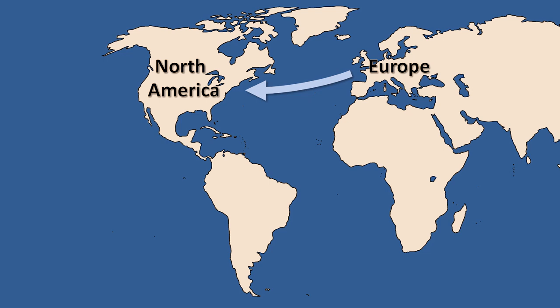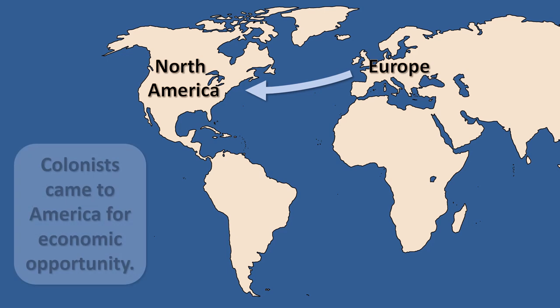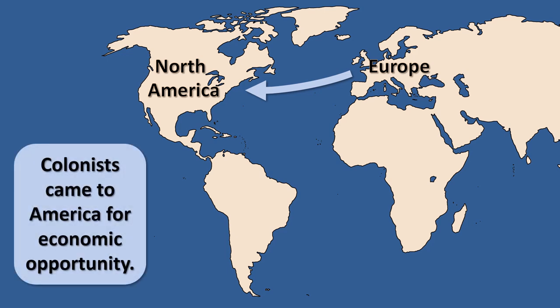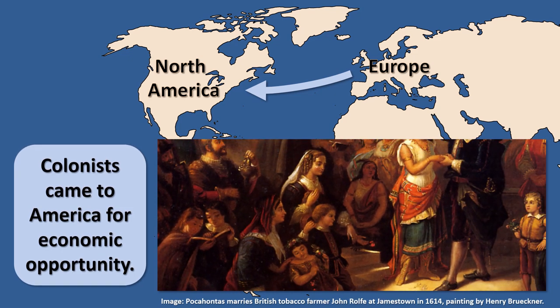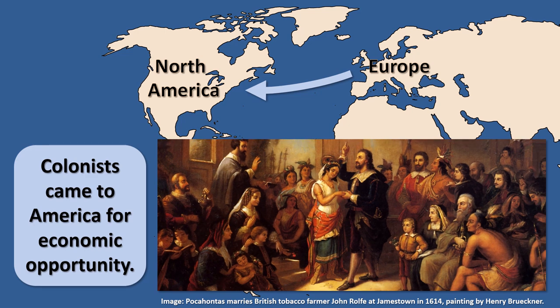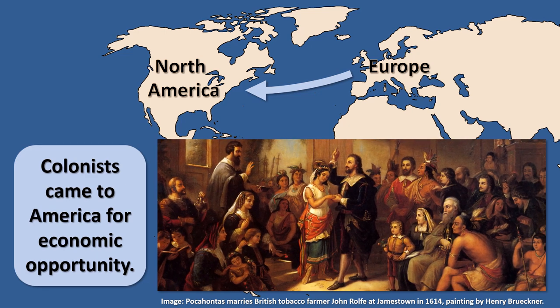Most colonists in the settlement of Jamestown, Virginia, came looking for economic opportunity. They raised crops that could be sold for lots of money in Europe. For example, the English colonist John Rolfe, who married Pocahontas, the famous daughter of a Native American leader, made a fortune selling tobacco grown in Virginia.